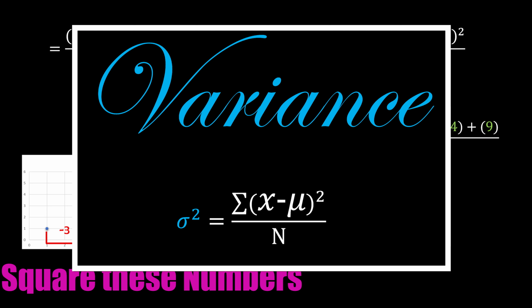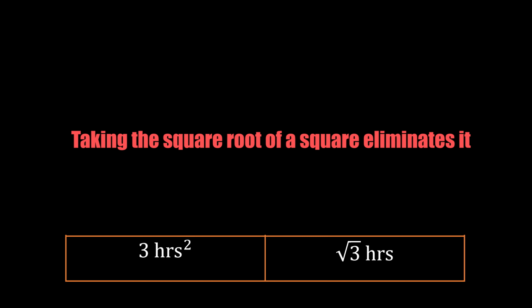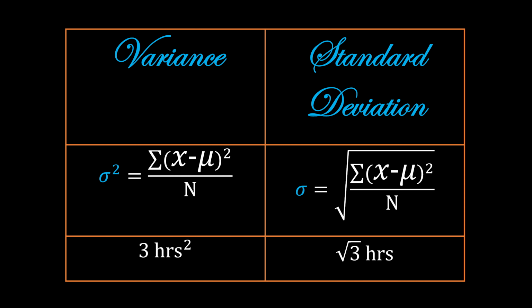But there's one issue. Look at the units left over. What the heck does hours squared mean? I have no idea. But don't worry, that's an easy fix. I'll just take the square root of my answer to turn our units back into hours. This is the average distance to the mean, and it has a special name. It's called the standard deviation, and it's denoted by sigma.